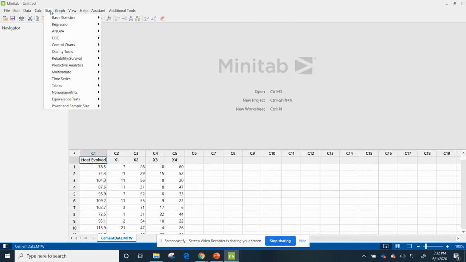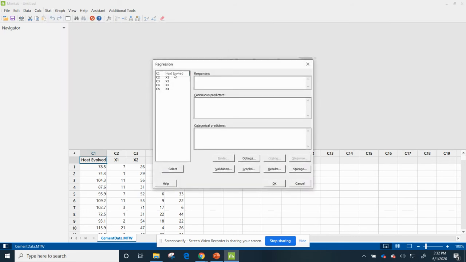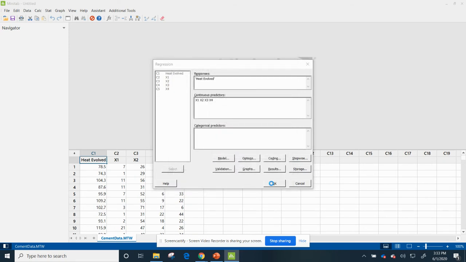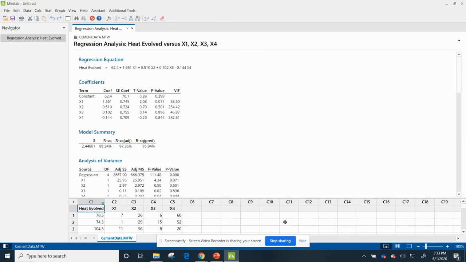There we go. Stats, Regression, Fitted Regression. Okay, so my response, and then I'm going to do my continuous predictors, because these are continuous numbers; you can see some of them have decimals. I'm going to do my graphs. I'm going to do 4 in 1, and I'm going to add my residuals for X1, X2, X3, and X4. So I'm going to hit OK, hit OK. Okay, first thing, and I'm going to make this smaller so we can see more.